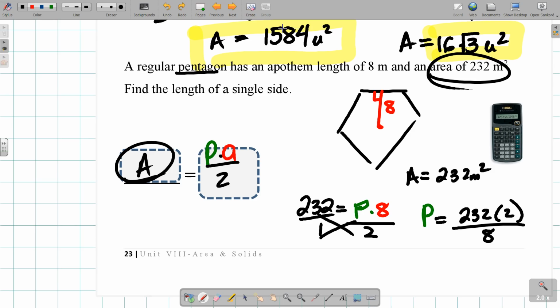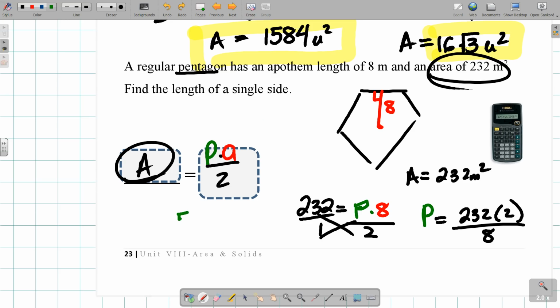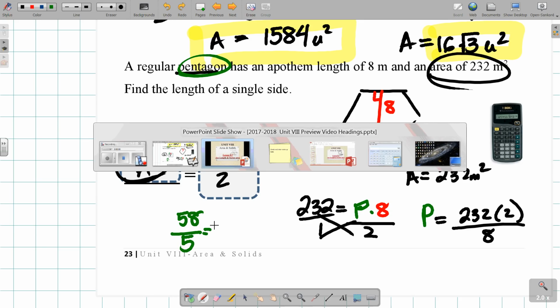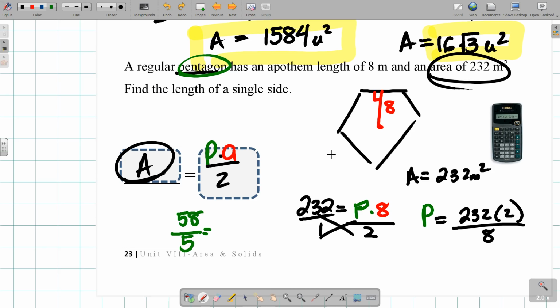And we got 58. And that equals our perimeter. To get a single side length, it is a pentagon, so we're going to divide by 5. Need to be okay with decimals here. That's perfectly fine. And our side length, therefore, is 11.6. If you stopped at 58, it's because you didn't read the question.